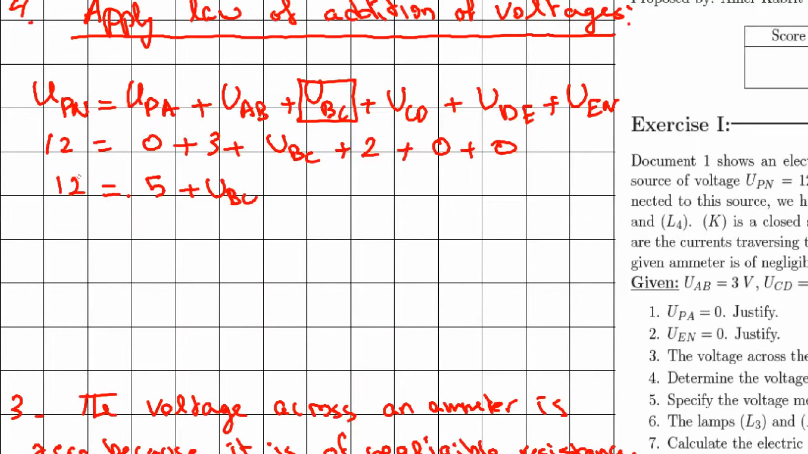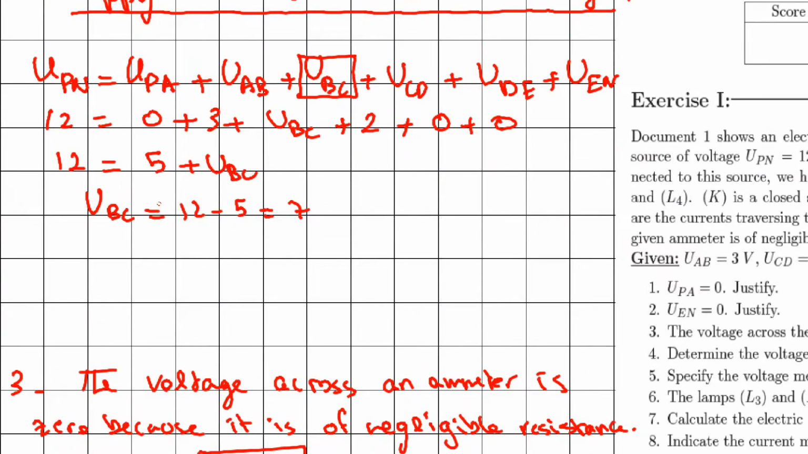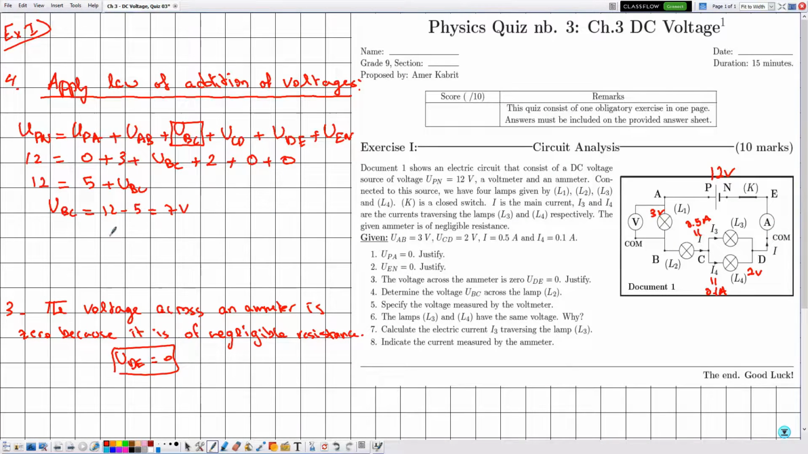What's the type of this equation? This is a linear equation with one unknown. The unknown is UBC. How to solve this equation? We put UBC on one side and all the other numbers on the other side. Then UBC is given by 12 minus 5, which is equal to 7. Since both 12 and 5 are expressed in volts, the value of UBC will be expressed in volts. So UBC is equal to 7 volts.